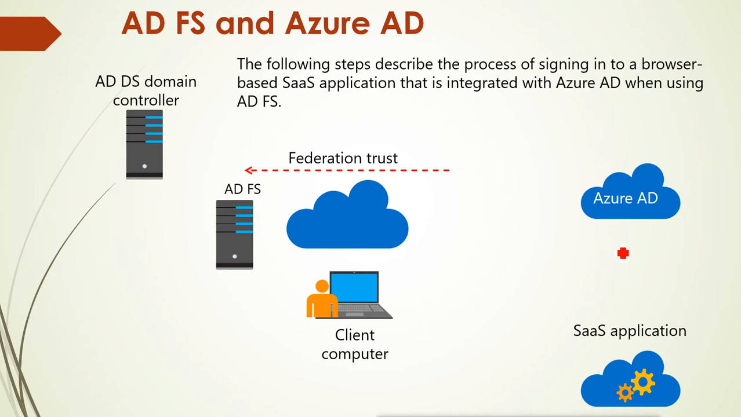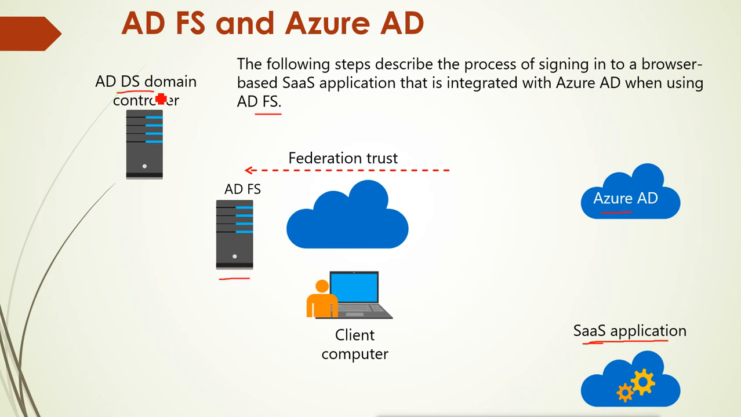Then ADFS, Active Directory Federation Services, and Azure AD, how it works. These are the following steps. This describes the process of signing into a browser-based software as a service application that is integrated with Azure AD when using ADFS. So this is our single sign-on application. This is the SaaS application, software as a service we are getting from the online Azure cloud, and we are using Azure AD authentication for this application. We are also using ADFS Federation Services for our local authentication in the domain controller.